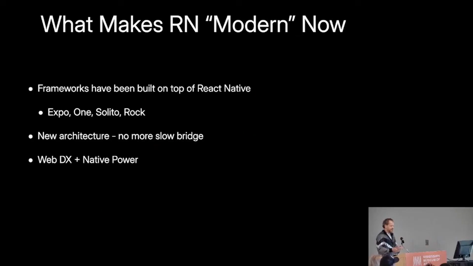So what makes RN modern now, or what would I say has changed over the years that makes it very different to build with it now versus, let's say, in 2016, 17? Over the years, some frameworks have emerged. Expo was there early, but a lot of us didn't really take it that seriously. We used it for a quick prototype, but never considered it for a production app.